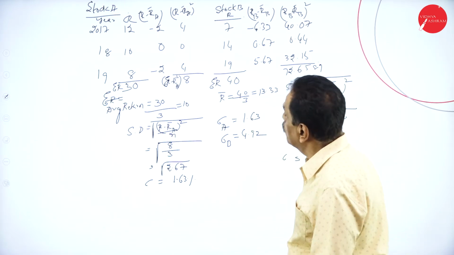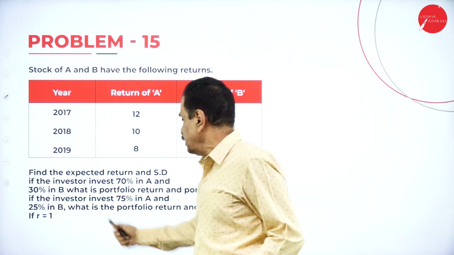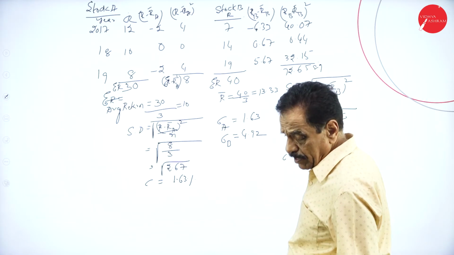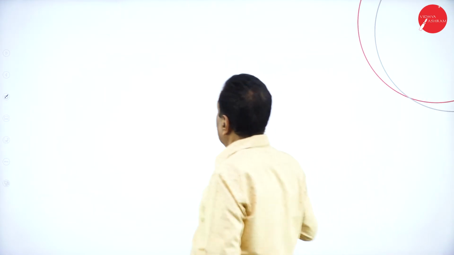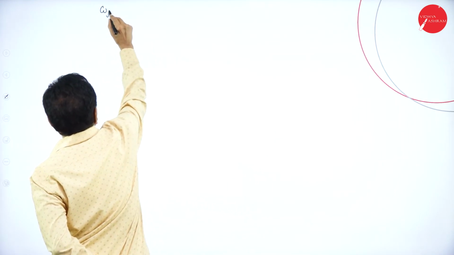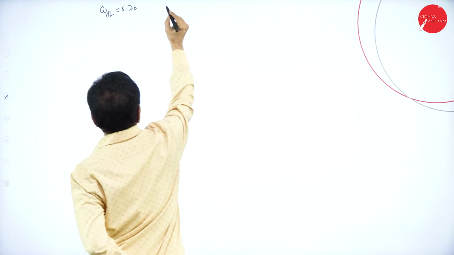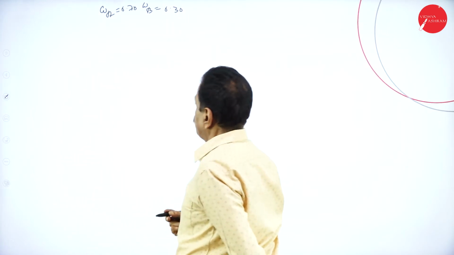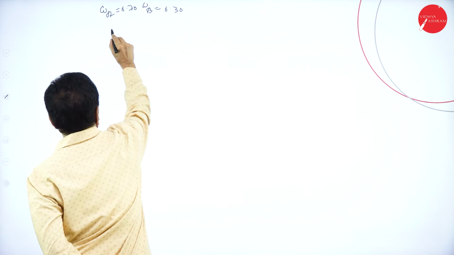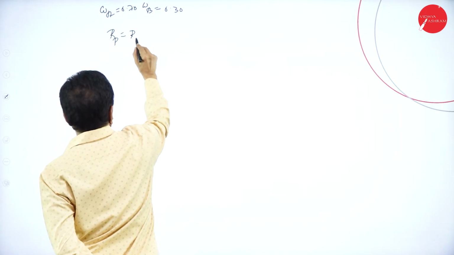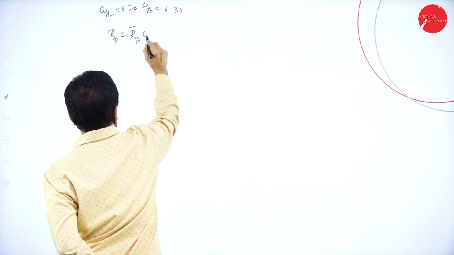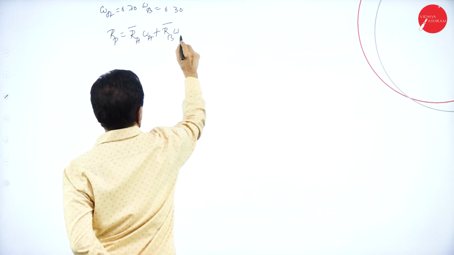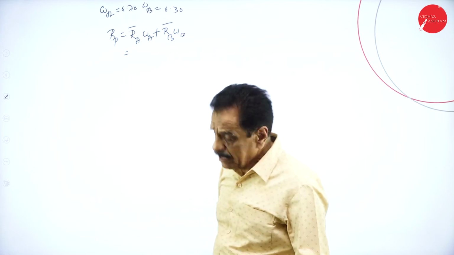Then the problem goes. Here, the investor invests 70% in A and 30% in B. What is the portfolio return and risk? So, we can move on. Weight of A is equal to 0.70. Weight of B, 0.30. So portfolio return, R mean A, WA plus R mean B, WB.